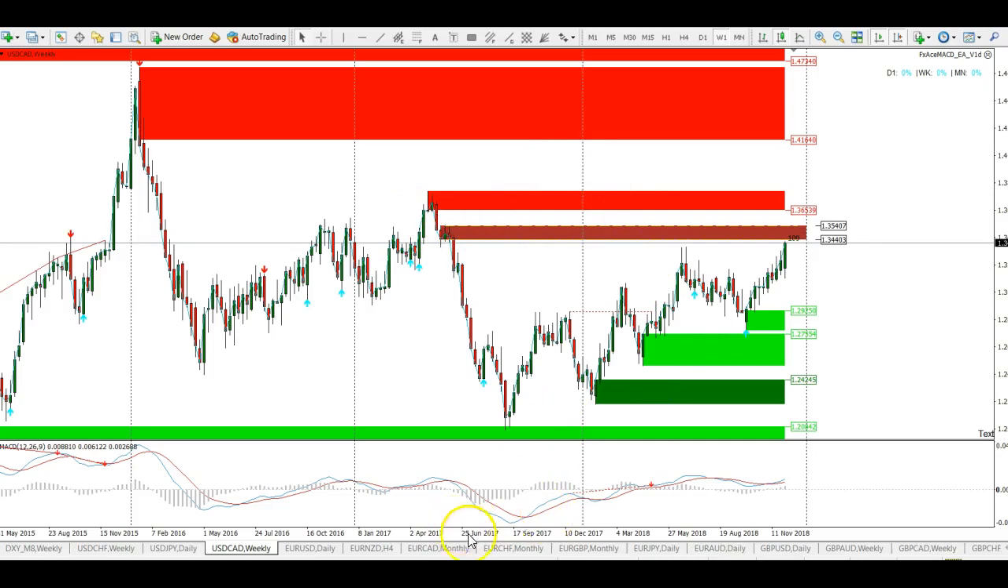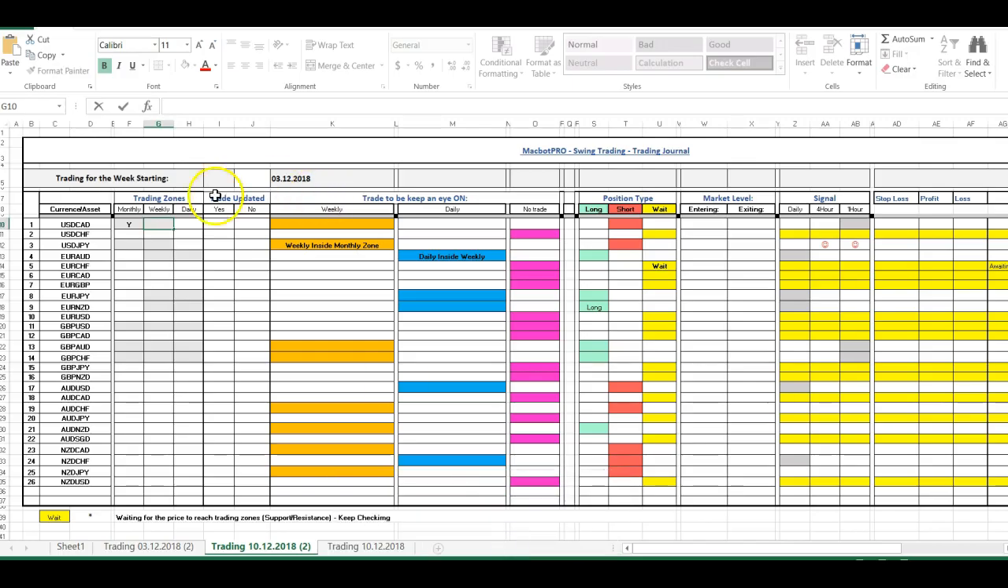So is price at a weekly? And the answer is yes. Trade updated. I haven't entered the trade yet, so we go here: weekly, inside monthly. We don't need to look at the daily, and what we're looking to do here is short the market. We'll just have that in capital letters, short.